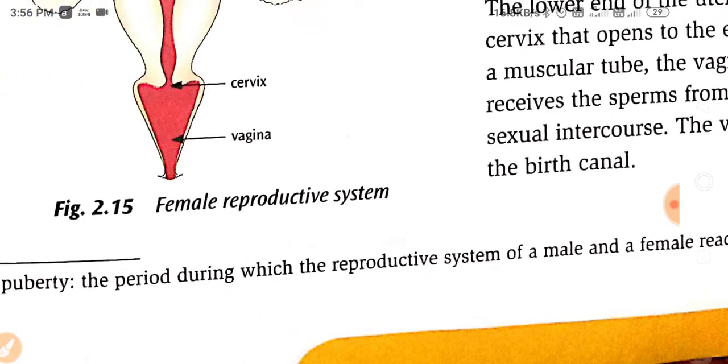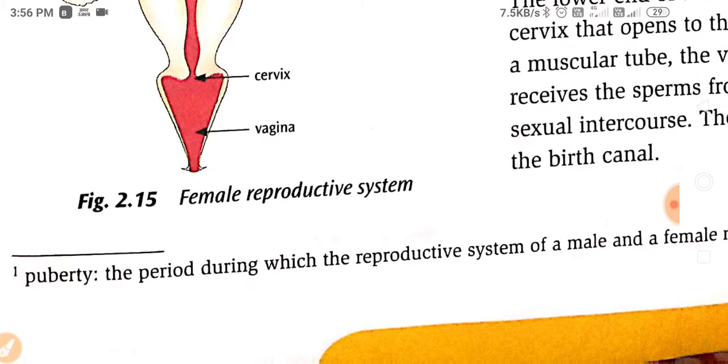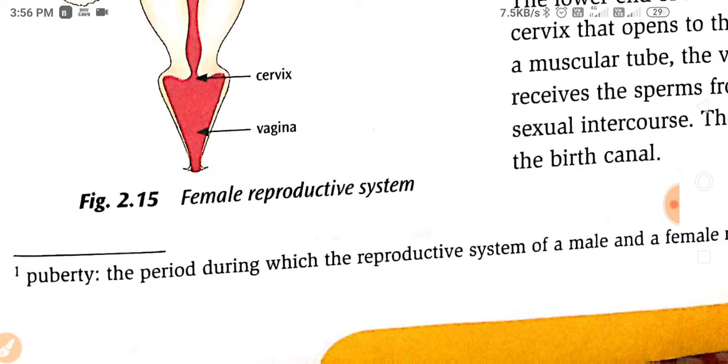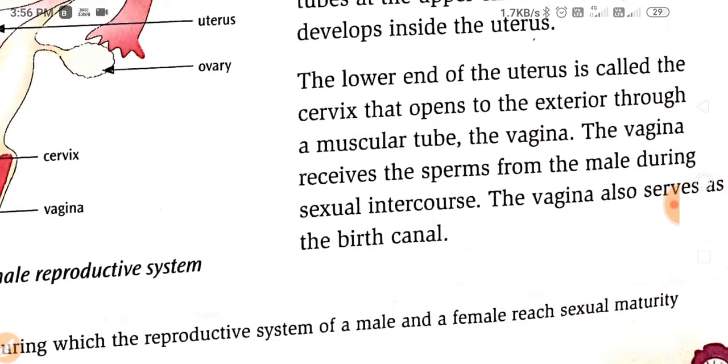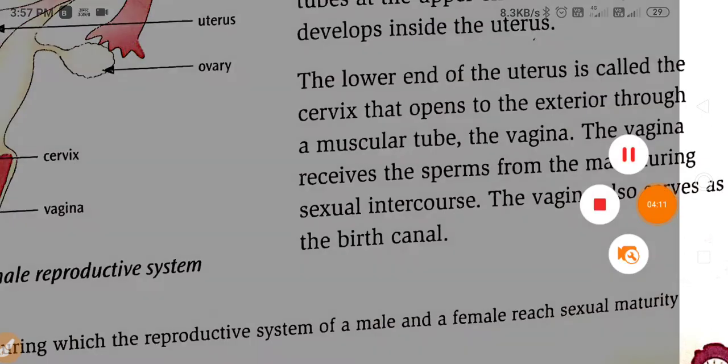Now, what comes is puberty. Puberty means the period during which the reproductive system of a male and female reaches sexual maturity. You can say that when male and female are sexually mature, this period is known as puberty.